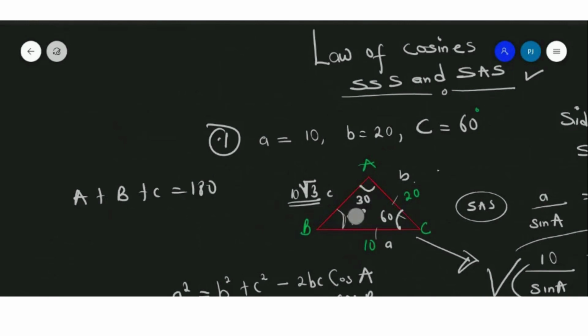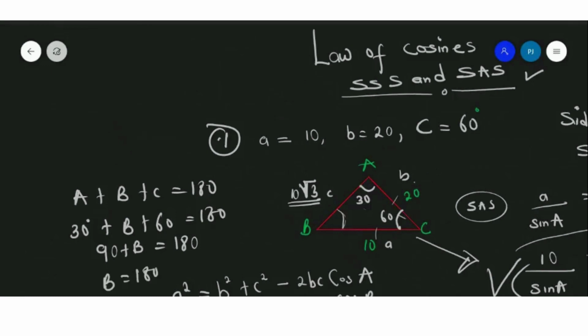So I'm going to go ahead and clean this one here. So I have my A to be 30, which I just calculated now, plus my B, I don't know the B, and my C is already 60 degrees, so it's all 180. So this is 90 plus B is equals to 180 degrees. So therefore, B is equals to 180 minus 90. So you just take this to the other side. So what is my answer? Which is equals to 90 degrees. That is why we have a 90 degree here.